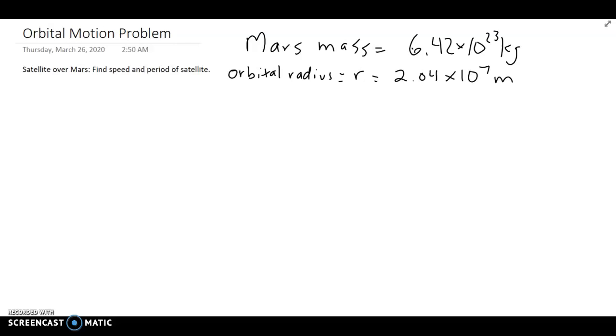So these are our two givens. As I said, we're trying to find the speed and the period of the satellite. So let's start with speed. Speed is going to be v equals the square root of G times the mass of Mercury over r. Now, this is where we had the trouble.